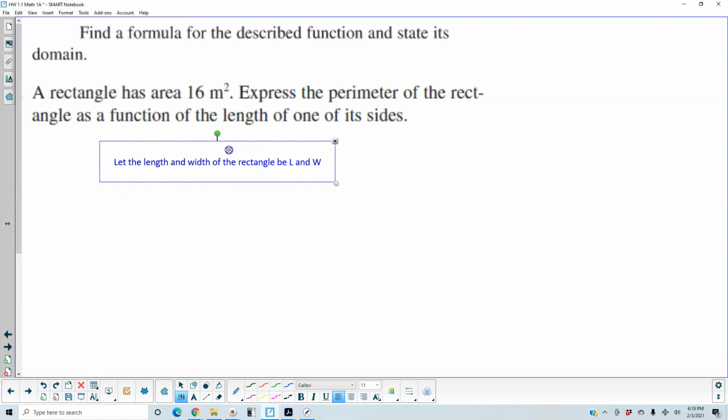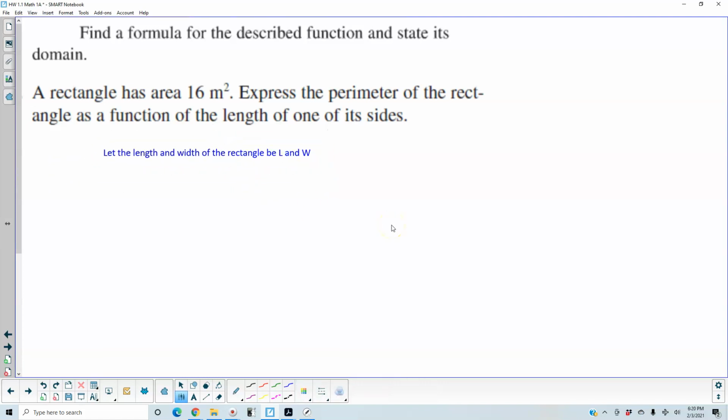First and foremost, we're going to let the length and the width of the rectangle be L and W. So what do we know about the area of a rectangle? The area of a rectangle is equal to its length times width. And so if we're going to express the perimeter of a rectangle as a function of the length of one of its sides, we can plug in 16 for the area and then solve for W.